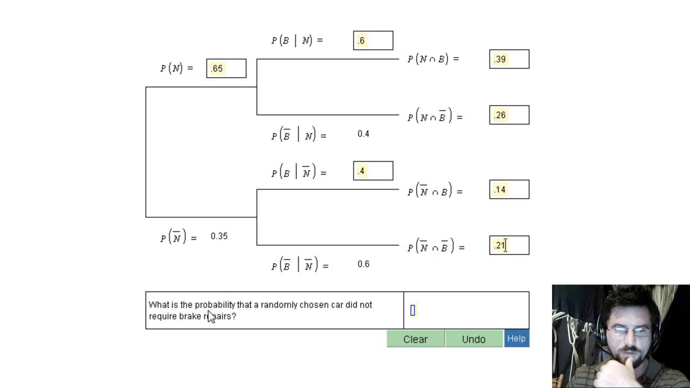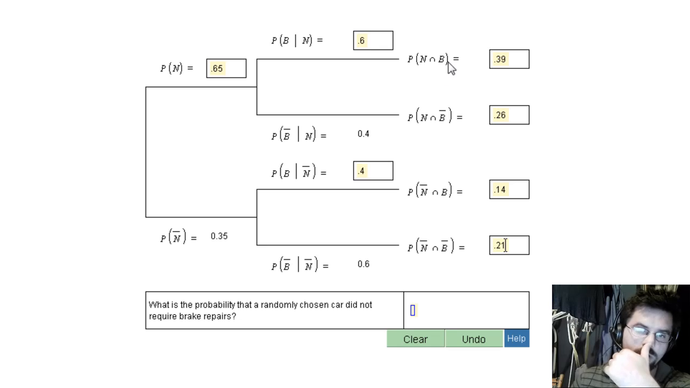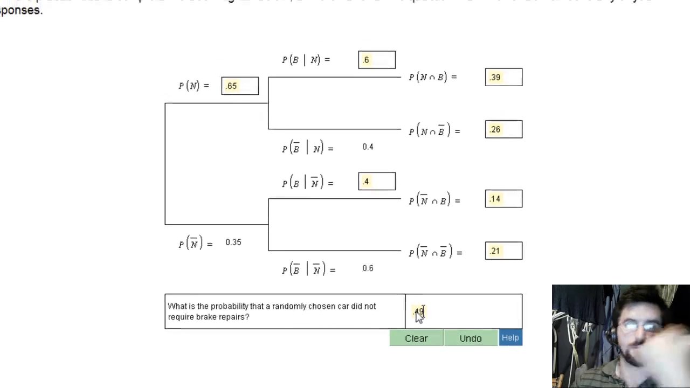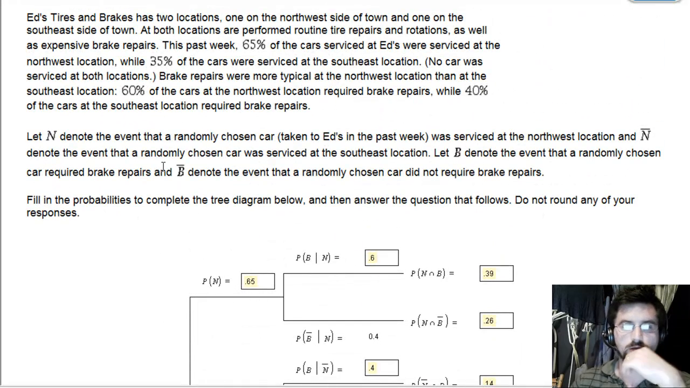Now they want to know what is the probability that a randomly chosen car did not require brake repairs. So we can assume B's are required brake repairs and not B's are did not. So it's going to be 0.26 plus 0.29 is 0.49, so 49%. And for the ones where it's not clear, you just go quickly up here and look where it says let B denote the event that a randomly chosen car required brake repairs, and not B denote the event that a randomly chosen car did not require brake repairs.